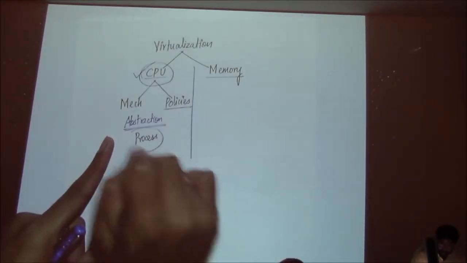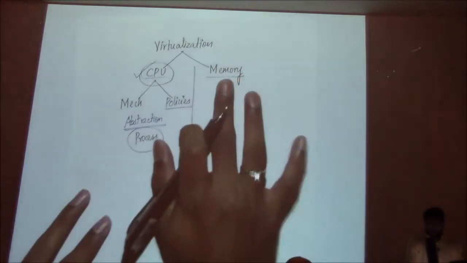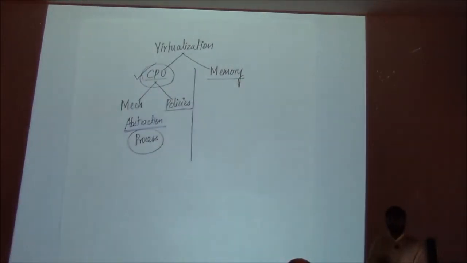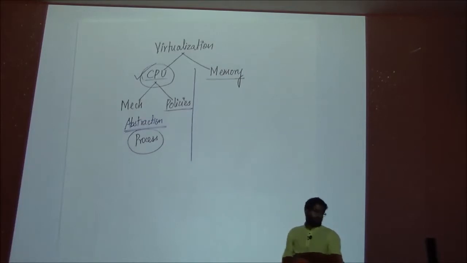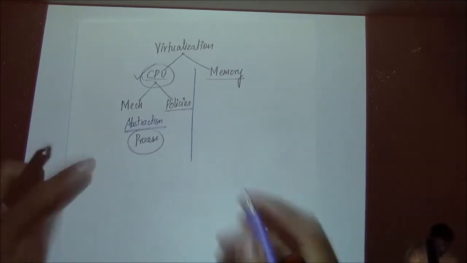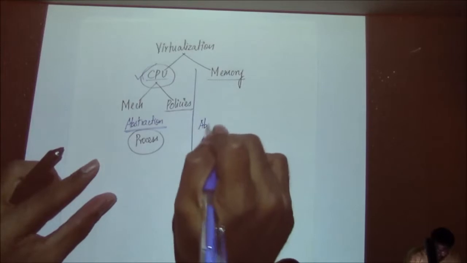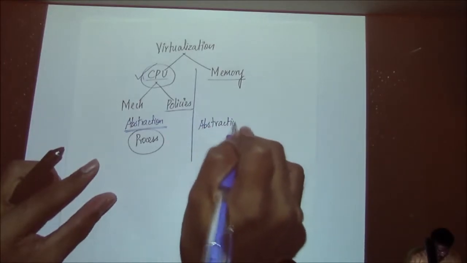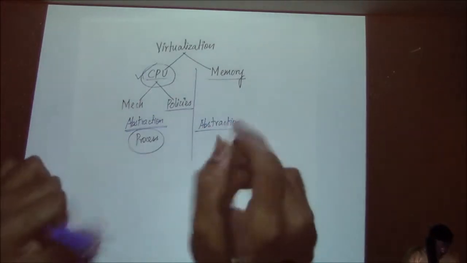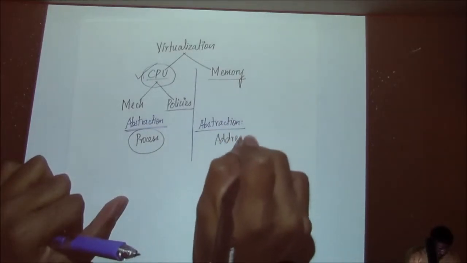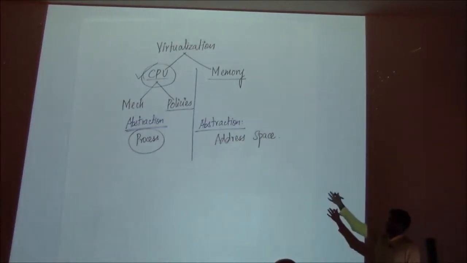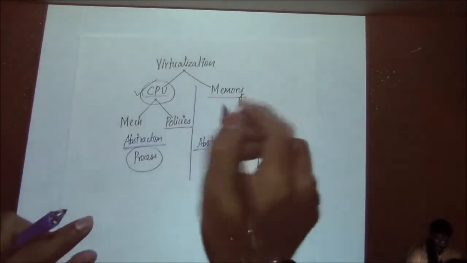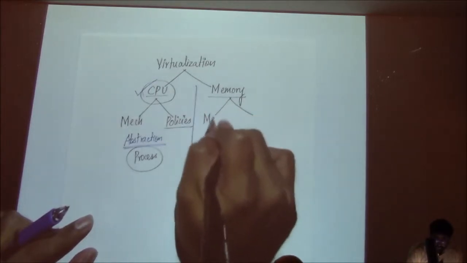In a similar way, from today's class we are going to start memory virtualization, learning how the operating system virtualizes memory, and here again the structure is going to be very similar. We are going to introduce the abstraction. The important abstraction with respect to memory virtualization is nothing but address spaces. We are going to talk about this in detail.